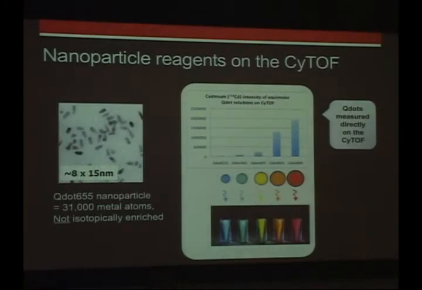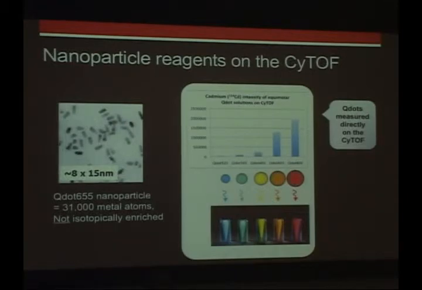Something that Sean touched on fairly briefly at the end of his talk: nanoparticle reagents. These are still in development, but the ones that we can use right now off the shelf are Q-dot labeled antibodies. Q-dots are primarily cadmium-based nanocrystals, and cadmium has a molecular weight that we can detect on the mass cytometer.